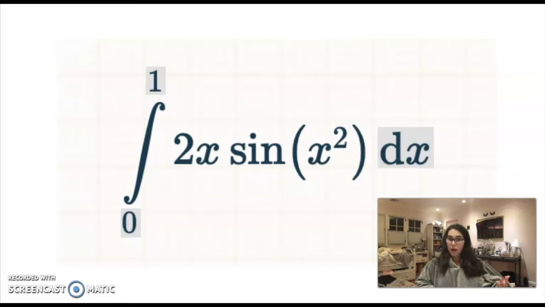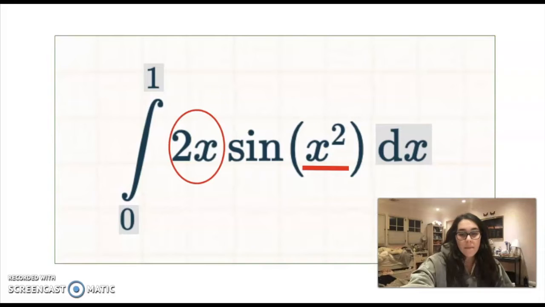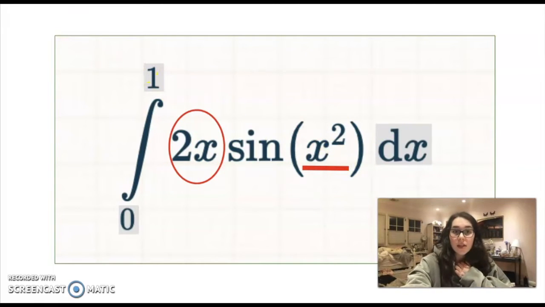So let's look at this problem. At first it may look a little complicated, but don't get intimidated. This is why we have substitution. First thing we have to do is make sure that we can actually use substitution on this integral. A big thing that we are looking for is the chain rule. And as we see right here, the chain rule is being used because 2x is the derivative of x squared, which is exactly what we need to know that we can use substitution to solve this integral.